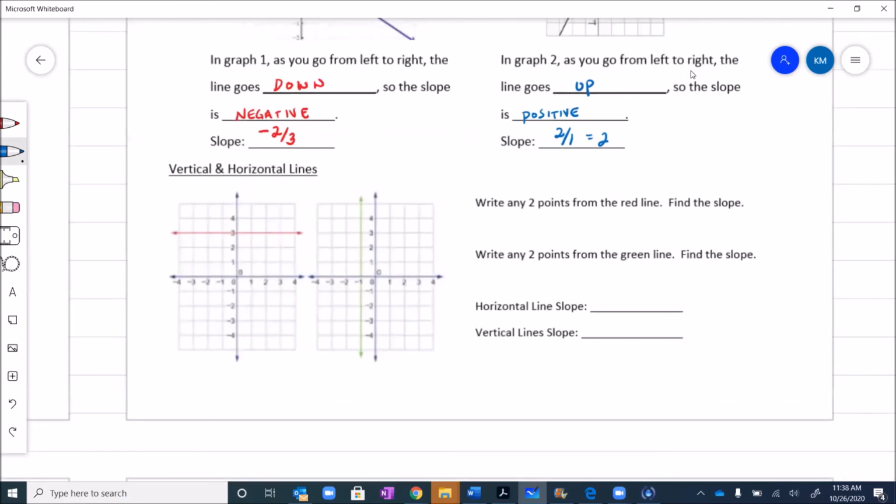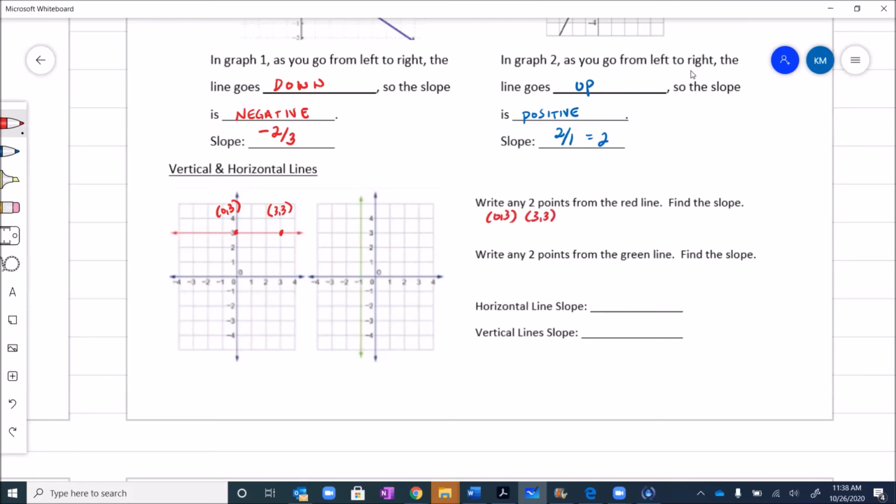All right, here we go. Some special cases here: vertical and horizontal lines. As we look at this red line, it says write any 2 points from the red line and find the slope. One point here would be (0, 3). Another point here looks like (3, 3). So (0, 3) and (3, 3).